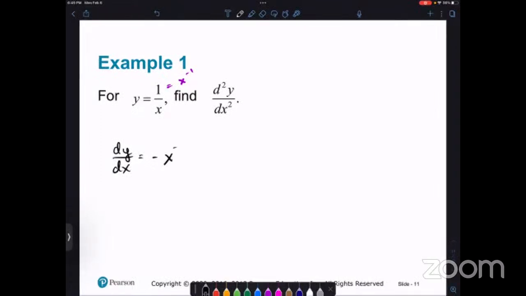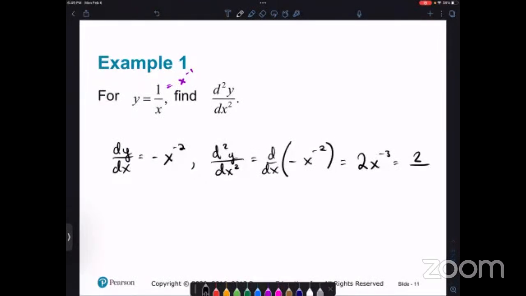Okay. So then when I go to take the second derivative, the second derivative of y with respect to x, that's going to be d by dx of this, negative x to the negative 2. If we just apply the derivative again, the minus 2 comes down and becomes positive. We subtract 1 from the power, it's going to become negative 3. All right, so then ultimately we get 2 over x cubed.